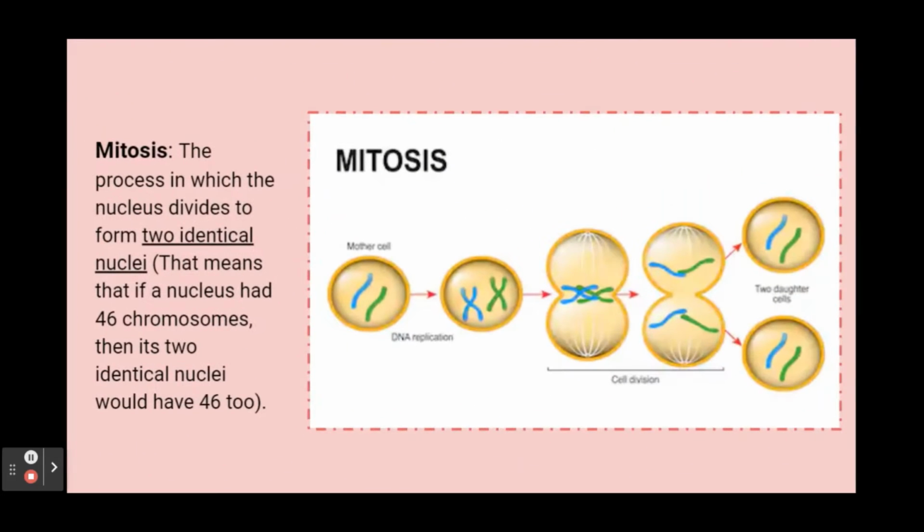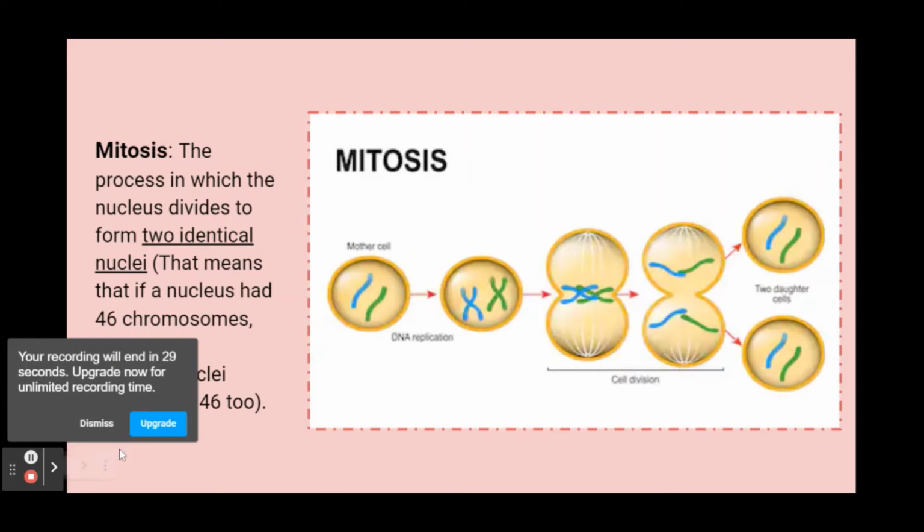So now we're just going to give a little insight into cell reproduction, but next week we'll get a little deeper into that. So this is an overview of it. First we have mitosis. Mitosis is the process in which the nucleus divides to form 2 identical nuclei, meaning if a nucleus has 46 chromosomes, 2 identical nuclei would mean that each of them has 46 too.